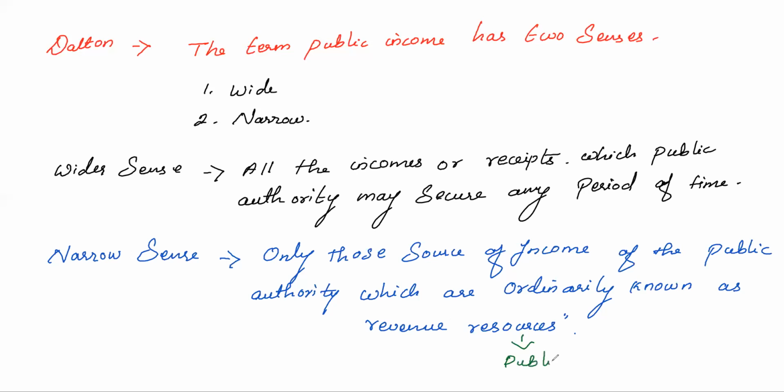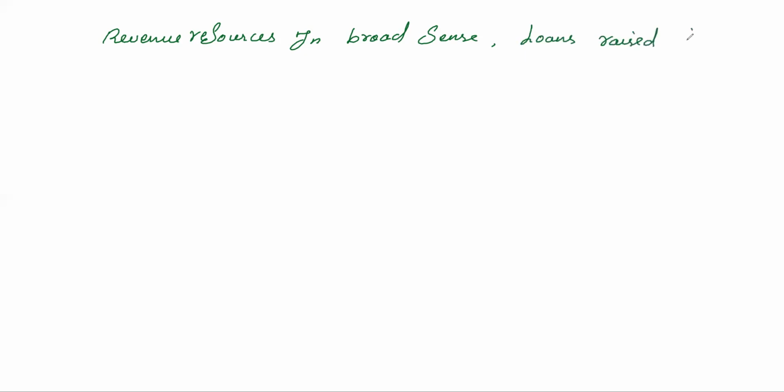Public receipts and later public revenue. In a narrow sense, it includes only those sources of income of the government which are described as revenue resources. In a broad sense, it includes loans raised by the government.